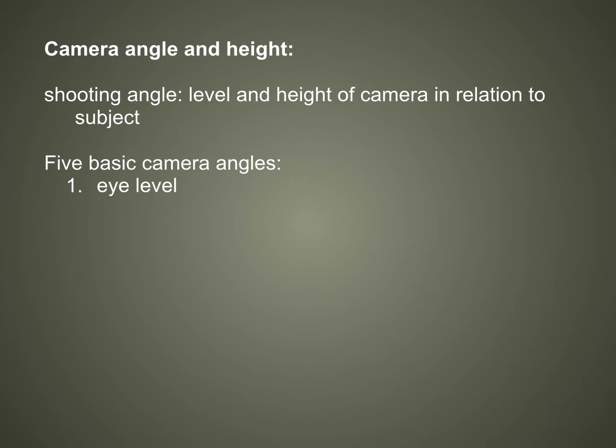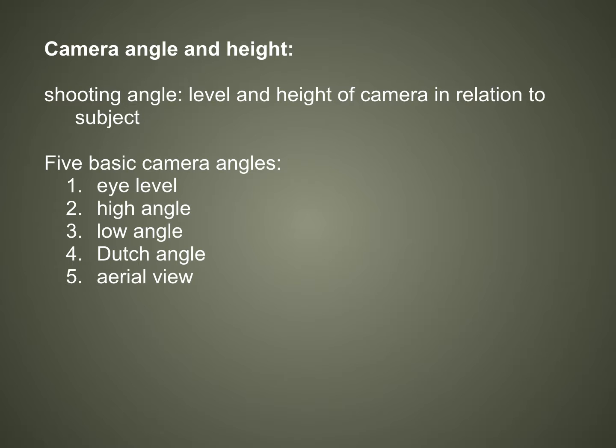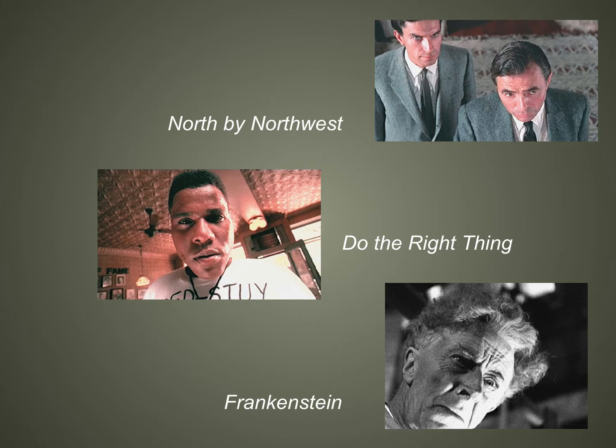There is eye level, high angle, in which the camera is high above the subject, low angle, in which it's below, Dutch angle, which basically means it's askew or crooked, and aerial view, which is what it sounds like, from high above. And so now I'm going to show you some examples of these different things.